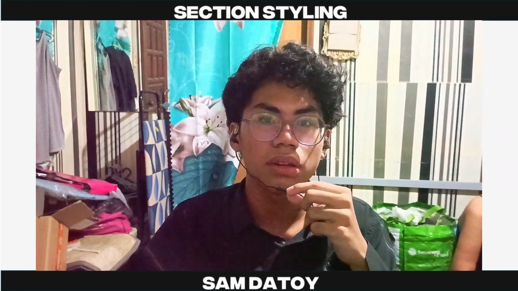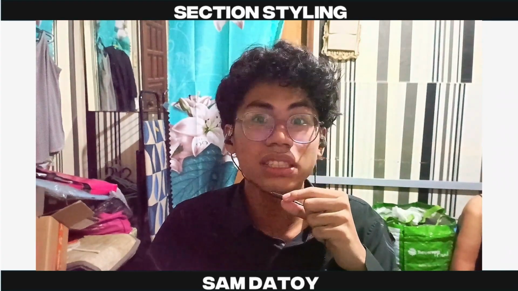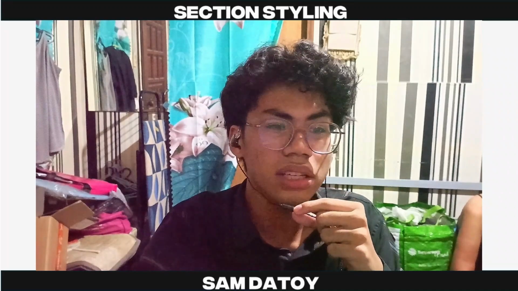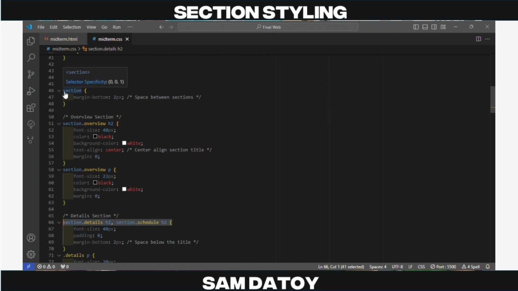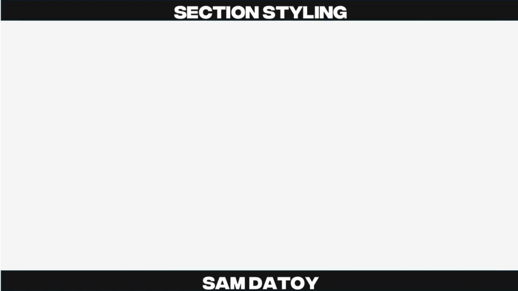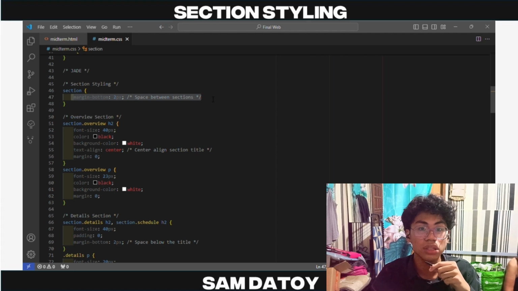Hi, my name is Sam Datoy, and now I will discuss the section styling sa CSS. So, start tayo sa section. Okay, sa section, naglagay tayo ng margin bottom with 2 pixel. So, itong margin bottom na to, ito yung spaces between those sections. Di ba meron tayong section for main? May section tayo for schedule, details, gallery, and registration. Yung spaces between them, ayun yung ating margin bottom.